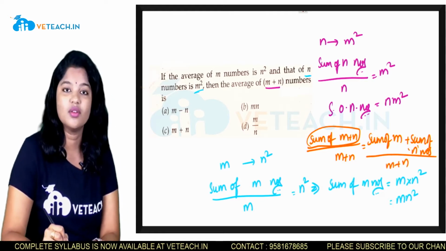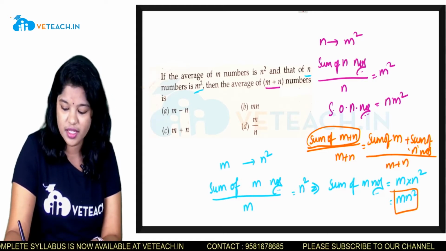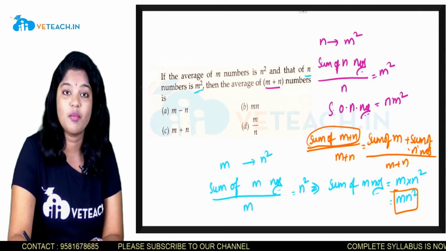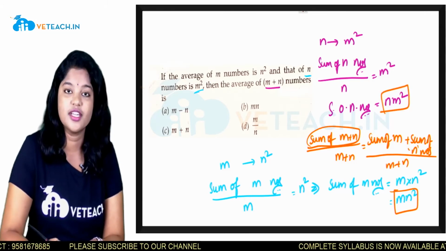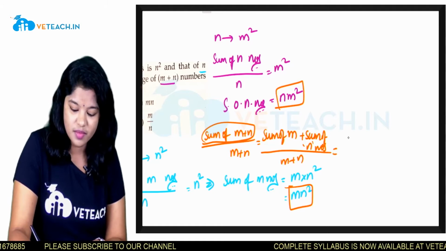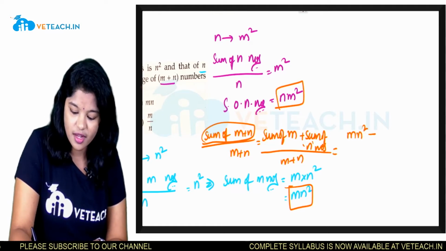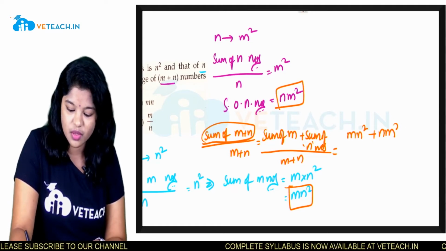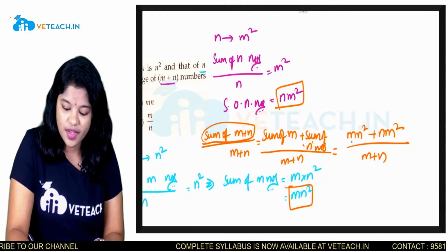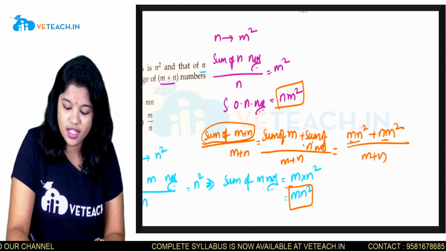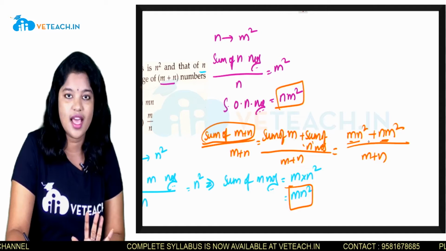We already know the sum of m numbers, that is mn square, and we also know the sum of n numbers, that is nm square. So substitute it in the formula. So this becomes mn square plus nm square divided by m plus n. So here from these both terms I can take m into n as common.